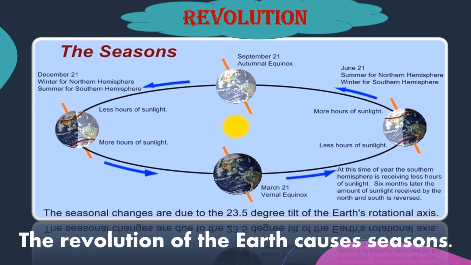Revolution is the second type of motion of the Earth. It is the movement of the Earth around the Sun in a fixed path or orbit. Revolution causes the change of seasons. It takes 365 days and 6 hours to revolve around the Sun.